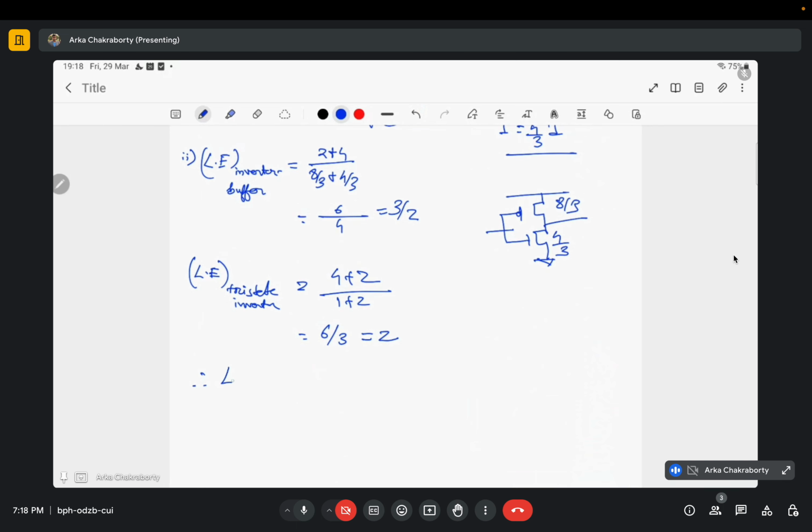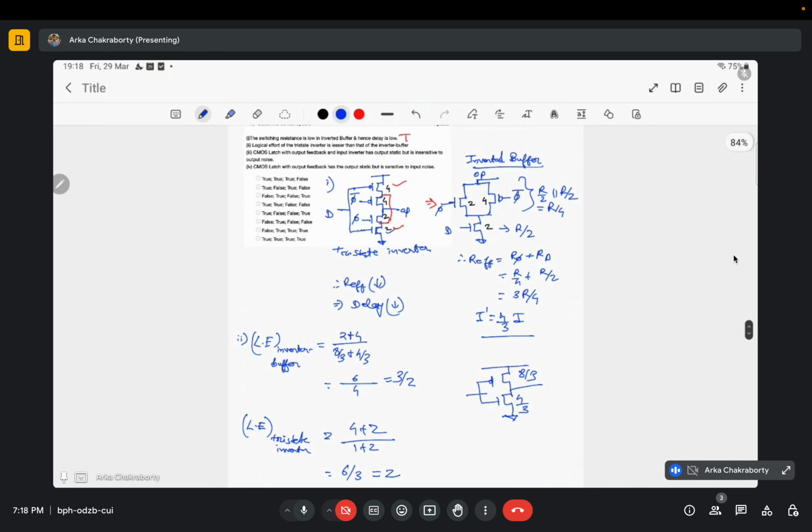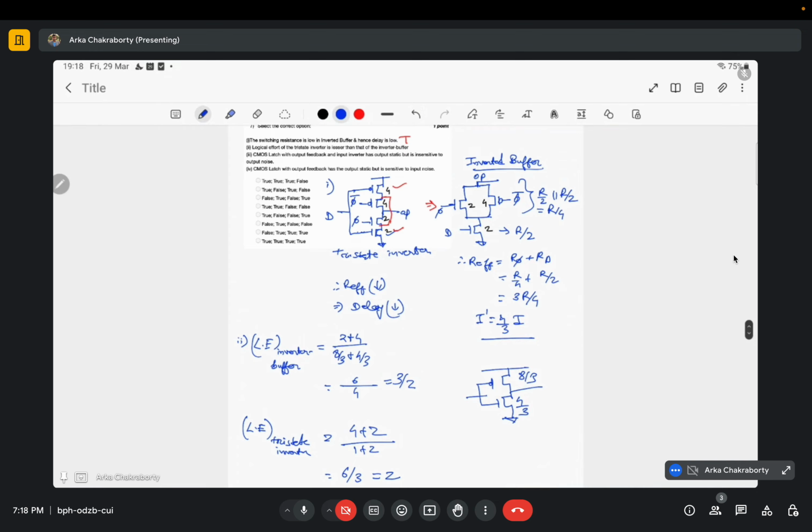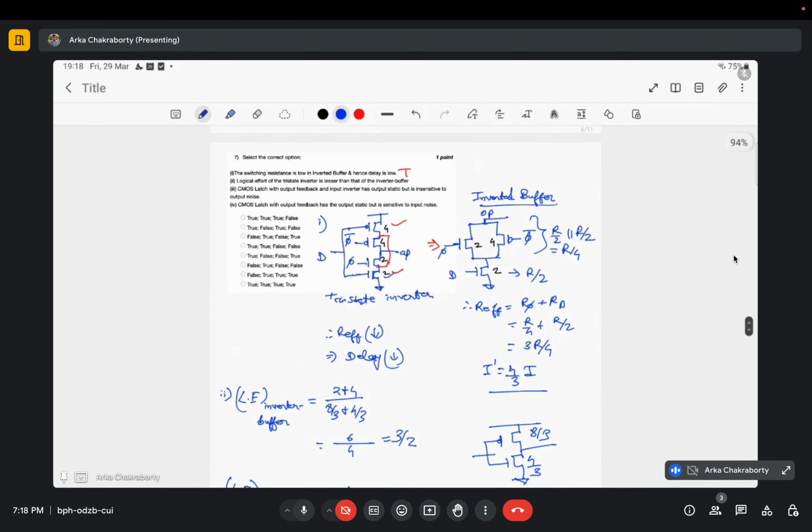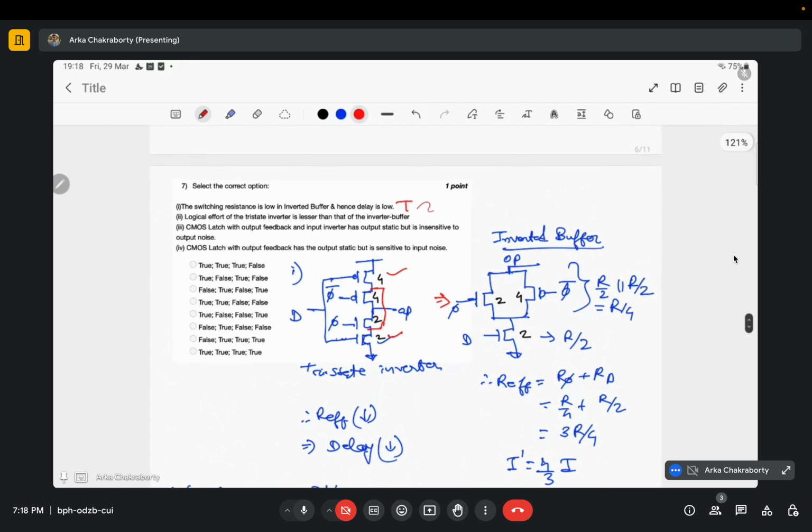Therefore, my logical effort of tri-state inverter is greater than logical effort of inverter buffer. So the statement that has been given, that the logical effort of tri-state inverter is lesser than that of the inverter buffer, is false. Clear? This is why it's false.